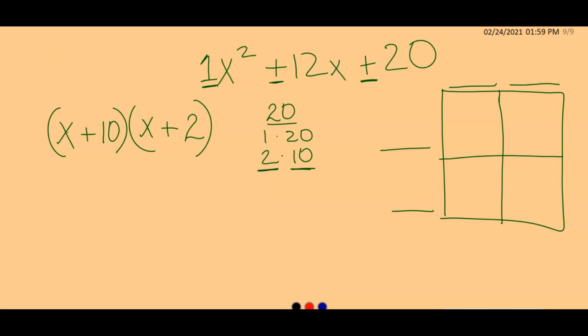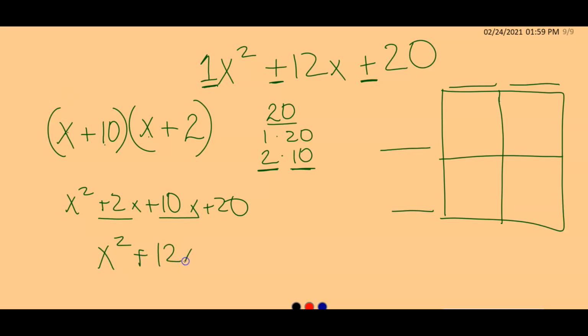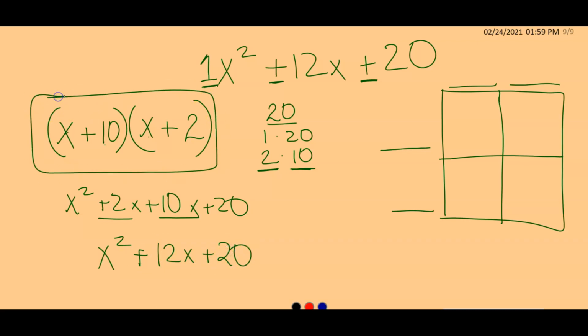Let's check. X times x, x squared. X times 2, 2x. 10 times x, 10x. And 10 times 2 is 20. Combine like terms. Yay! Look at what we ended up with. We ended up with the same trinomial that we started with, which means that this is our correct factored form.